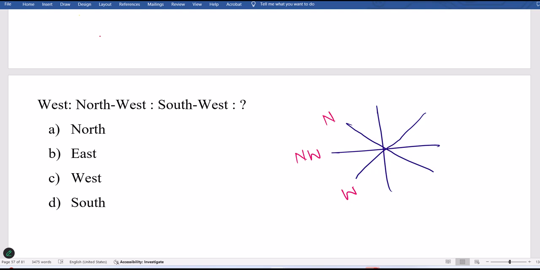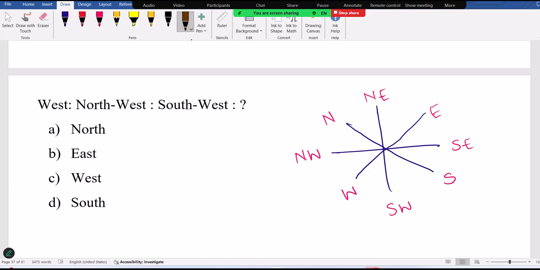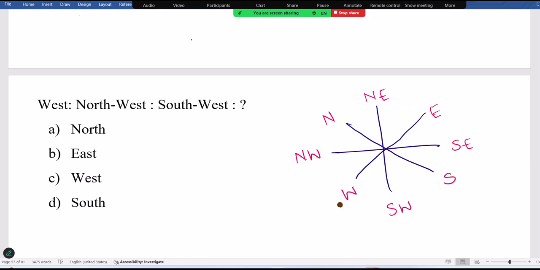So fine. Wherever west is there, I have to change to northwest. So after west, next north will come. This is west, opposite east, north opposite south, and this is northeast. This is southeast. This is southwest. Okay. Now southwest becomes what? Previously southwest is this place. The southwest previously is now west.